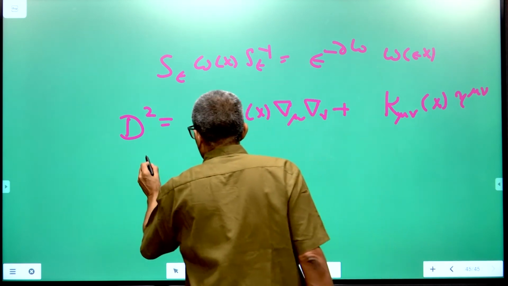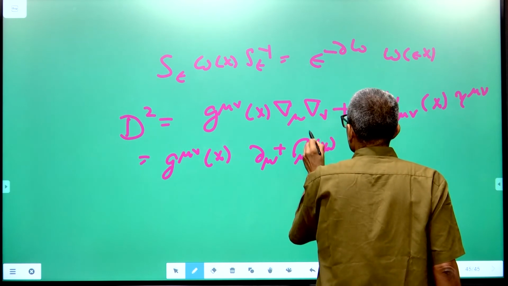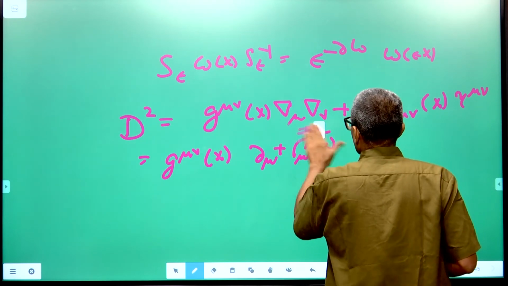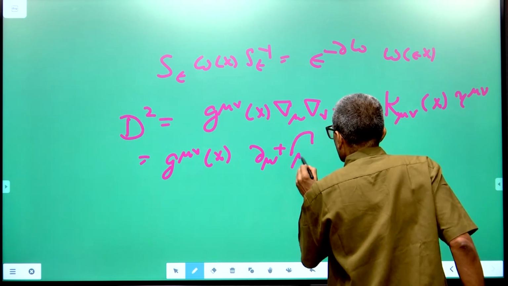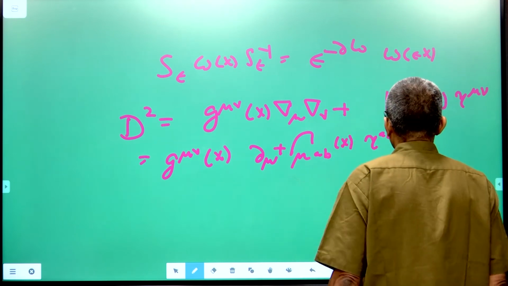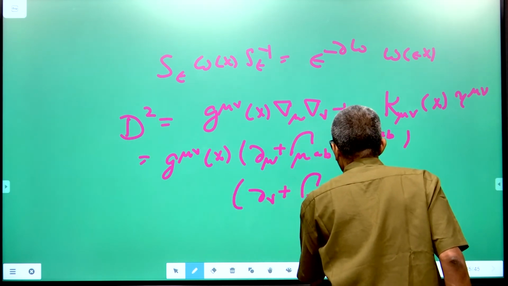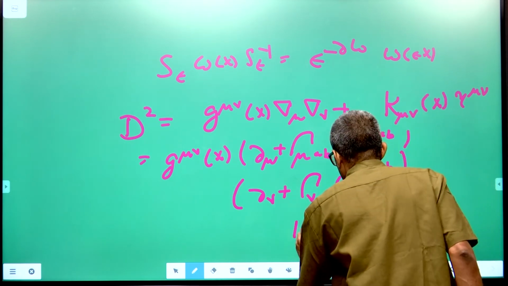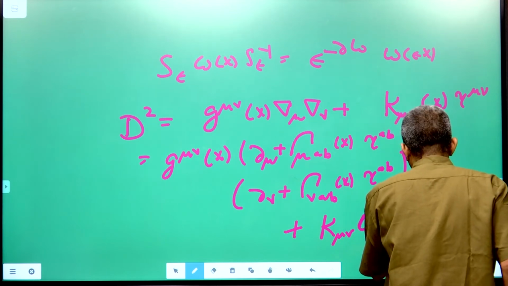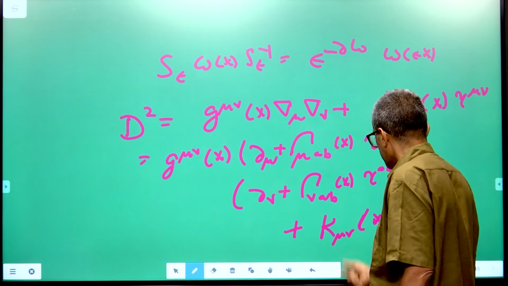right. Now, this can also be written as g mu nu x into dou mu plus gamma mu a b x gamma a b. This is gamma nu a b x into gamma a b. That is the spin connection, the connection taking into account, of course, the Yang-Mills connection as well as the spin connection. So, this multiplied by dou nu plus gamma nu a b x gamma a b plus k mu nu of x into gamma mu nu, where k mu nu consists of both the curvatures, the spin curvature as well as the Yang-Mills curvature.